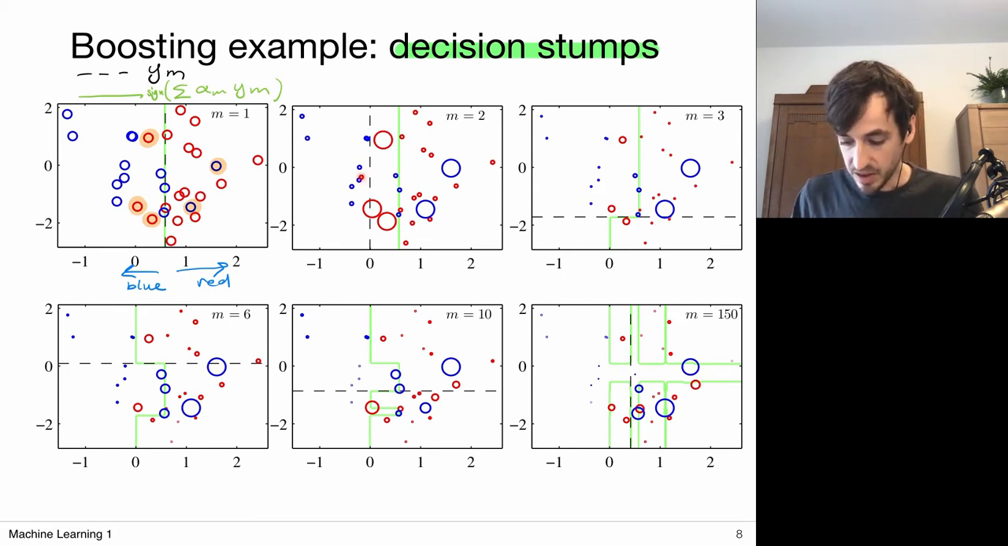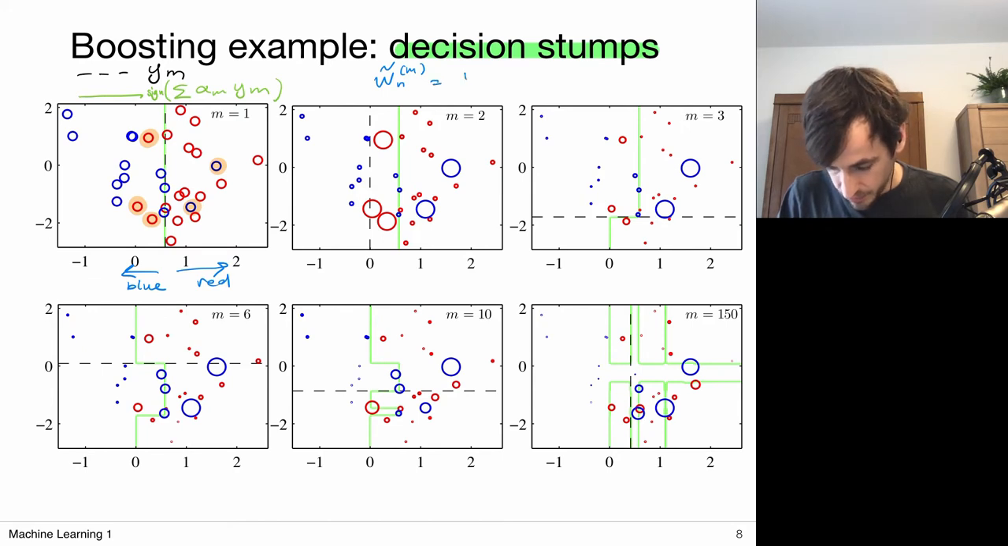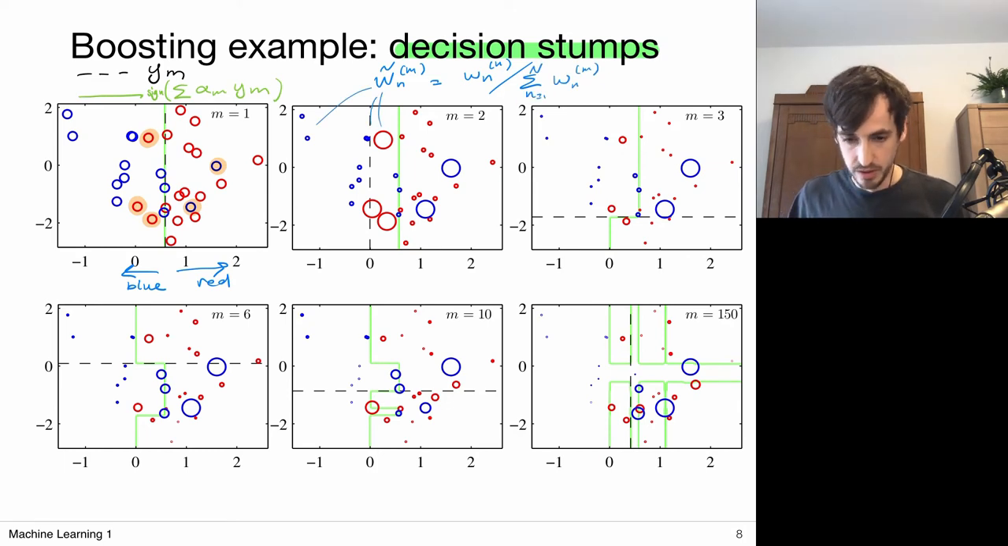Actually, it seems that these weights become smaller, but what you see over here is actually the normalized weights. So these weights are the same as before, it's just that these points get larger weights, but we rescale these radii as well. So we use a normalized weight for the mth iteration: each weight is divided by the sum over all my weights.